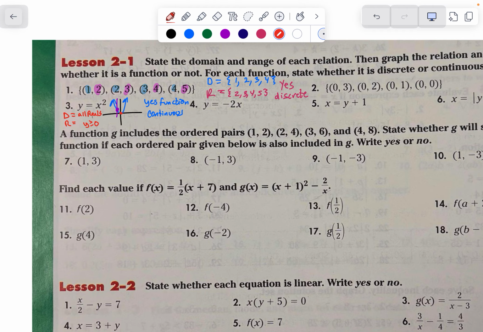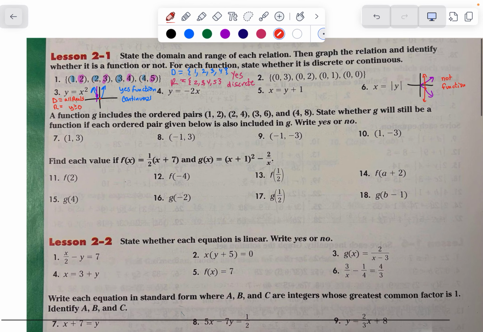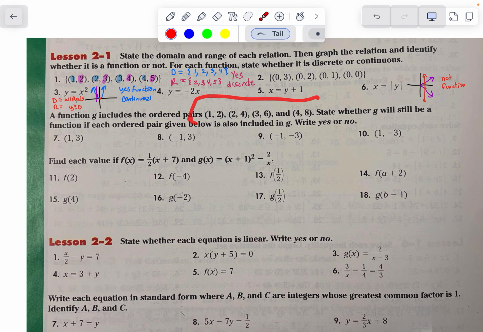Let's take a look at 7 through 10. All you have to write on your paper is yes or no. Okay? It says, if we include the points shown into the function that already has these points in it, will it still be a function? Now, what values are the most important when we determine if something is a function? The x value or the y value? Which is the most important value to look at? The x value. What are we looking for that would mess up it being a function? 2 of the same numbers.